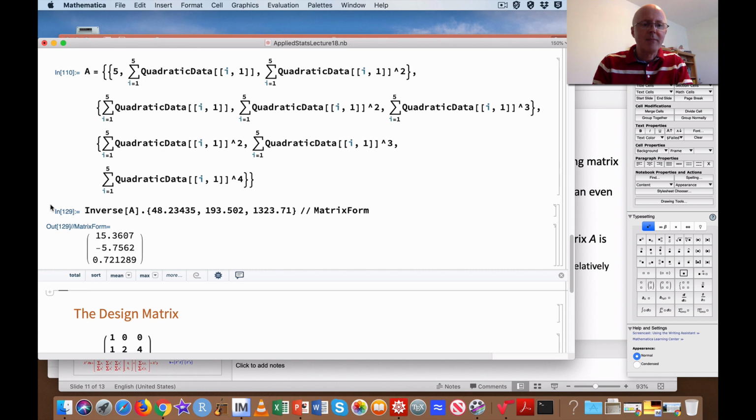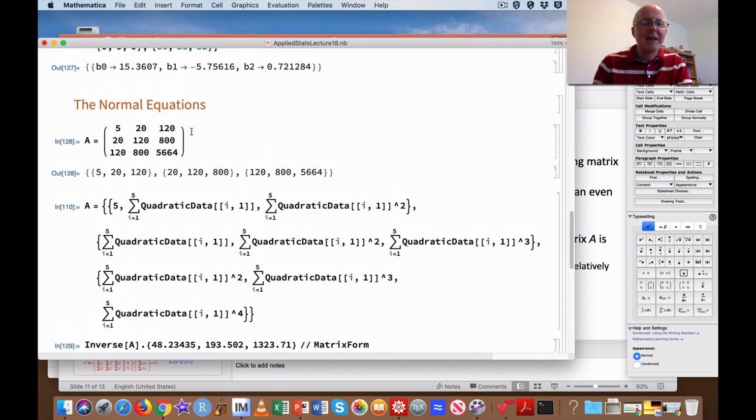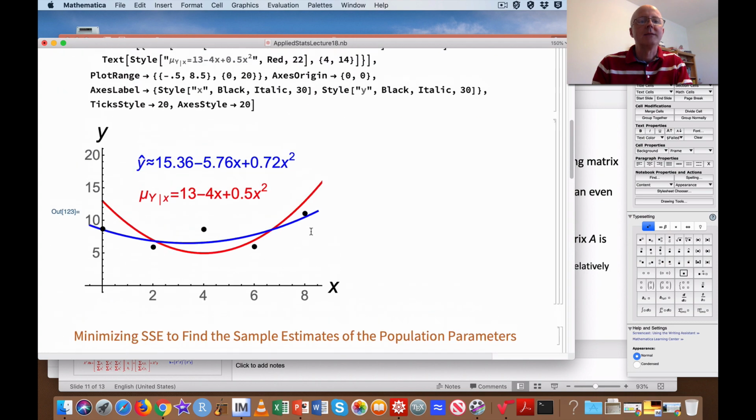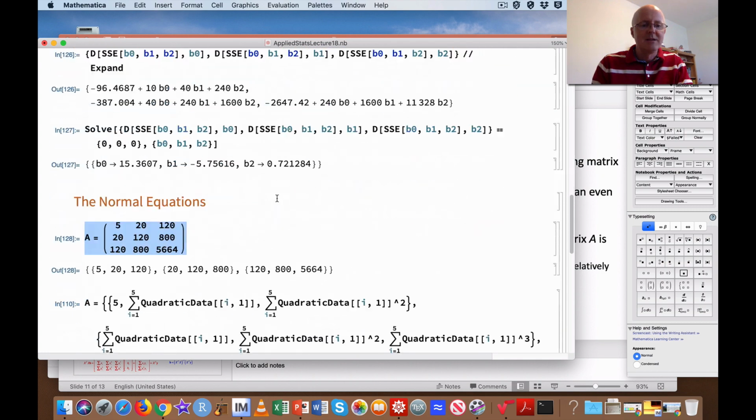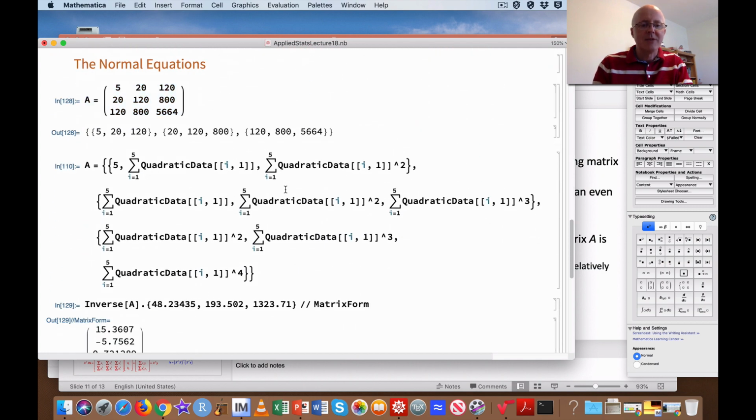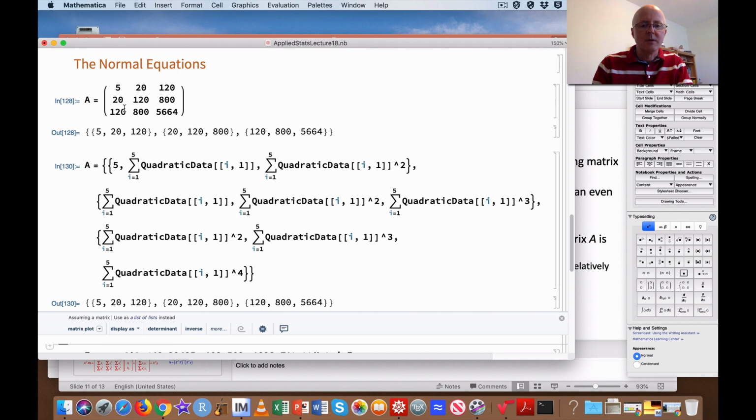Though I guess I didn't have it in the PowerPoint. It is this A right here that I have in Mathematica. And amazingly, you can also calculate that A using summations. And actually, this code is going to produce the wrong answer because it's based on this new data. So if I enter this code, I'm going to get a different matrix than this one.